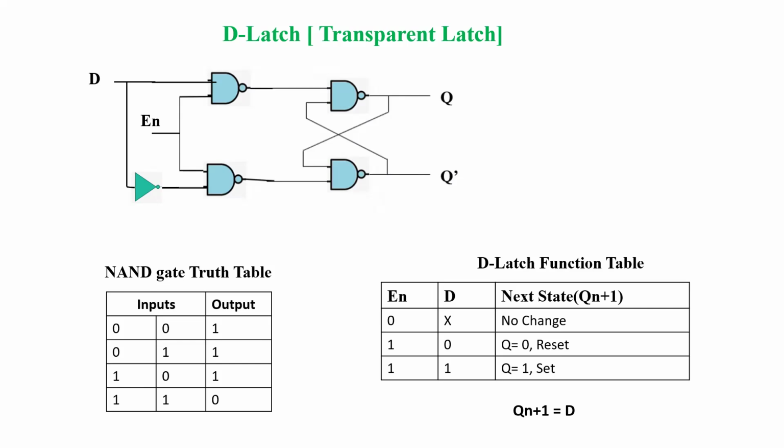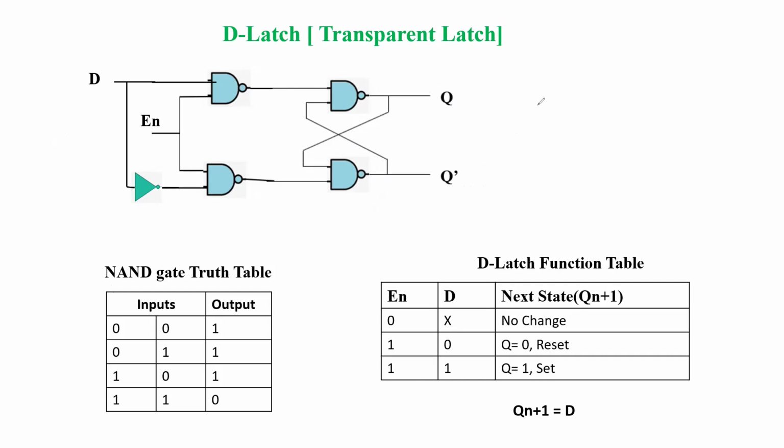Like suppose here we are going to write D equal to 0, then our output also is going to come D equal to 0. And Q dash, it is complementary, so it will come 1. So that we are going to see for the one by one input we are going to give, and we'll observe how this D latch is going to work.